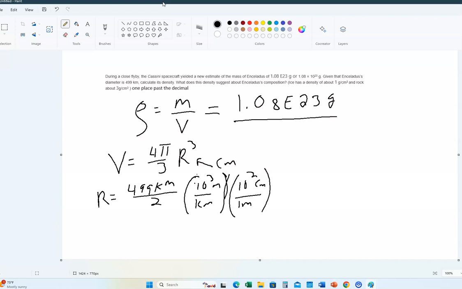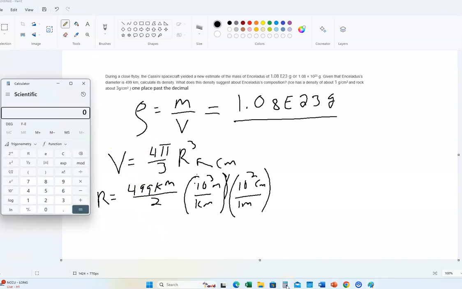So in other words, we're going to take whatever this number turns out to be. Let me just do it. Here's my calculator. It's going to be 499 divided by 2, so it's going to be 249.5. And this is times 10 to the 3rd times 10 to the 2nd, or another way of saying that is 249.5 times 10 to the 5th, right?